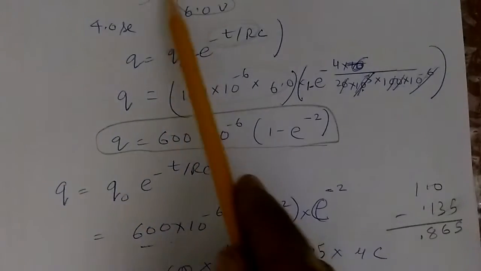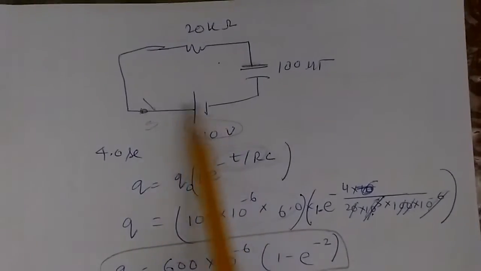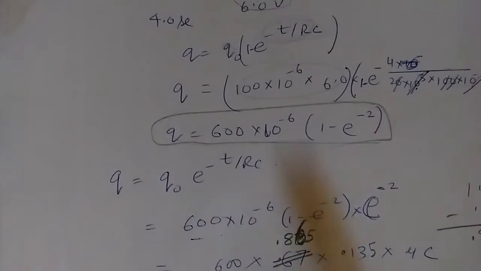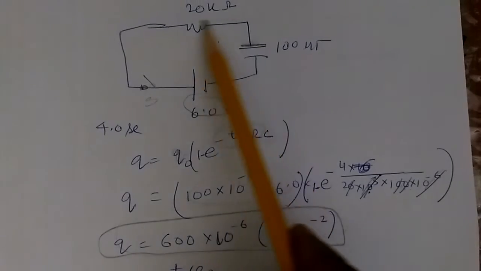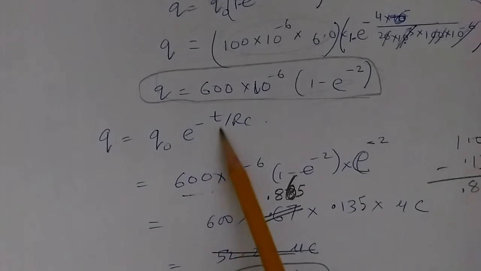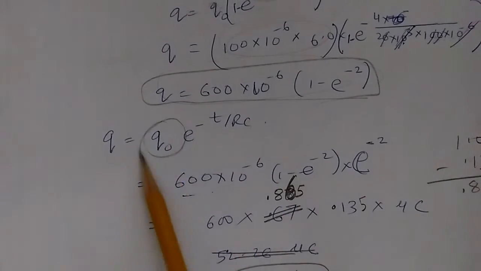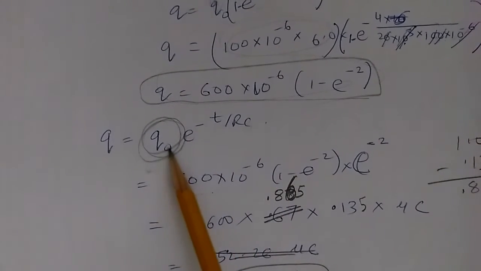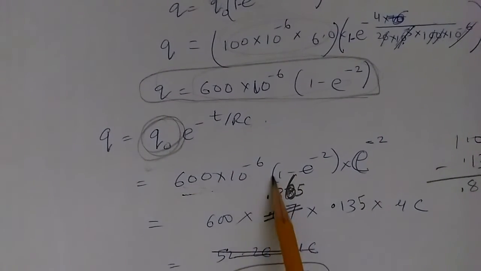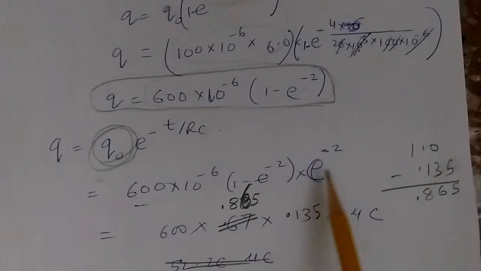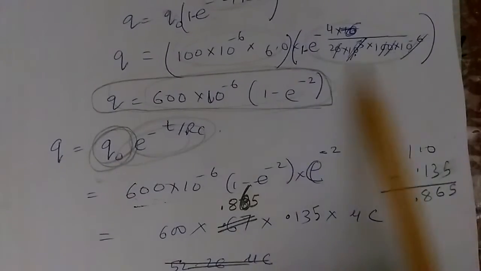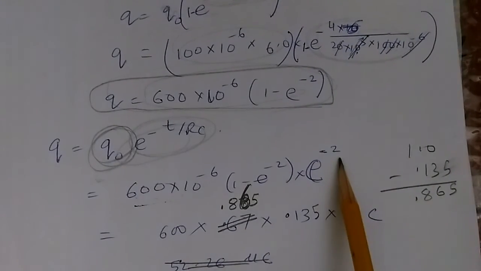Now what we do is we remove this battery and we connect it with the wire. So whatever charge we calculated here is discharging through this resistor. And the discharging equation is Q is equal to Q naught e to the power minus t by RC. And what is this Q naught? Q naught is the initial charge on that capacitor, and that is this whole term, 600 into 10 to the power minus 6 times 1 minus e to the power minus 2. And this term e to the power minus t by RC is the same as before, so this is e to the power minus 2.